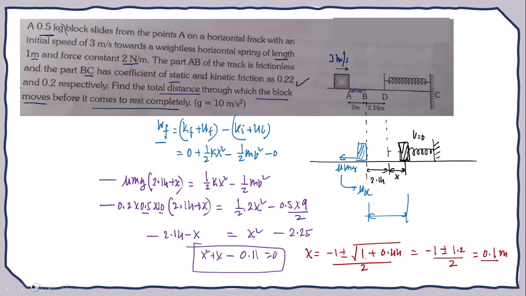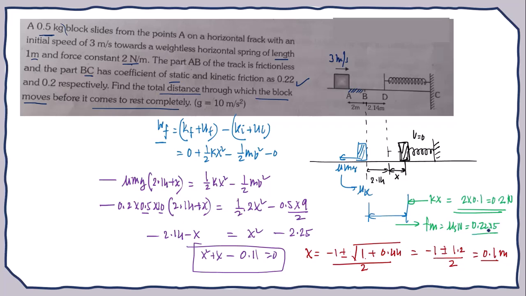Now what happens after the compression? Once the spring has been compressed, on that block the spring is offering a force of kx. What is that force? k is given as 2, into 0.1, that means 0.2 Newton. That is the force offered by the spring. Now, what is the maximum value of limiting friction? Limiting friction is mu s into N. Mu s is 0.22, and 0.22 into N, which is 5. So that means it is greater than 0.2.